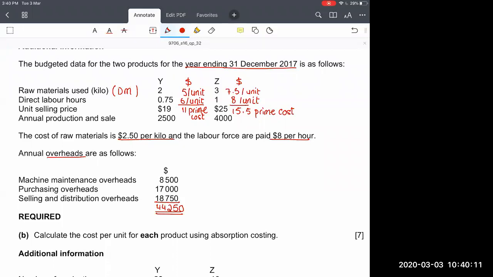The overhead absorption rate we will calculate, which is overheads divided by budgeted labor hours. Overheads divided by labor hours. Now, we calculate the labor hours of product Y and the labor hours of product Z. The output level of Y is 2500 units, right?